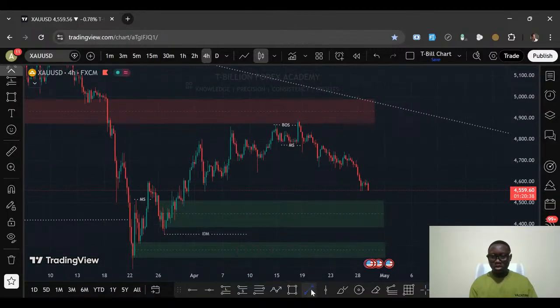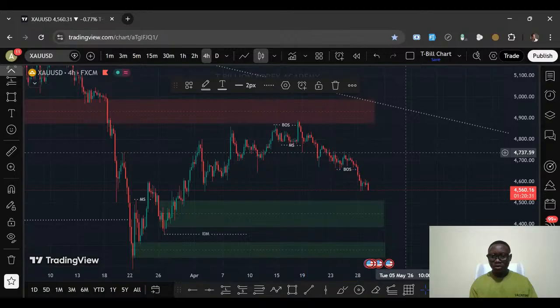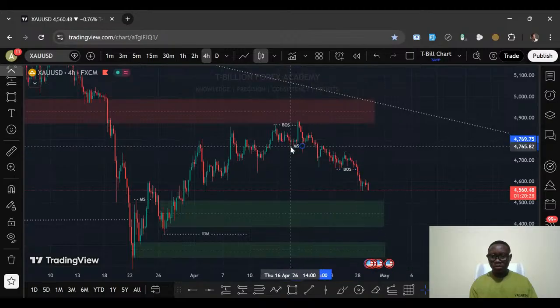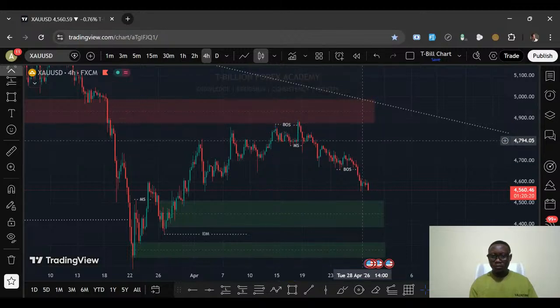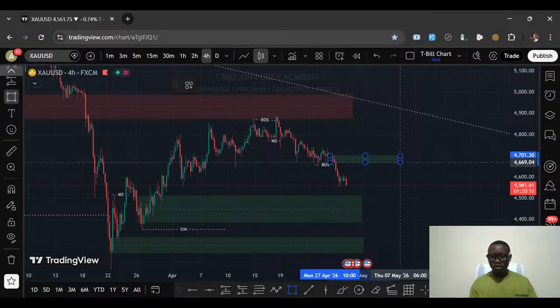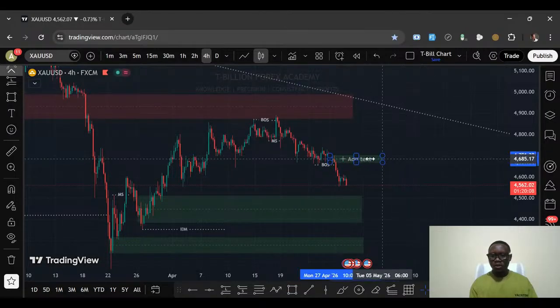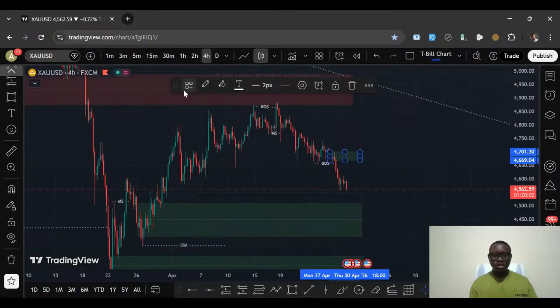Okay, so let's just look at the most recent structure. We got this break of structure to the downside. This is a break of structure to the downside. Let's make this cleaner. And this as well. Okay, so we got this break of structure to the downside, and there's our inducement. This becomes our point of interest right here. So we are going to be waiting for price here for a potential sell opportunity.